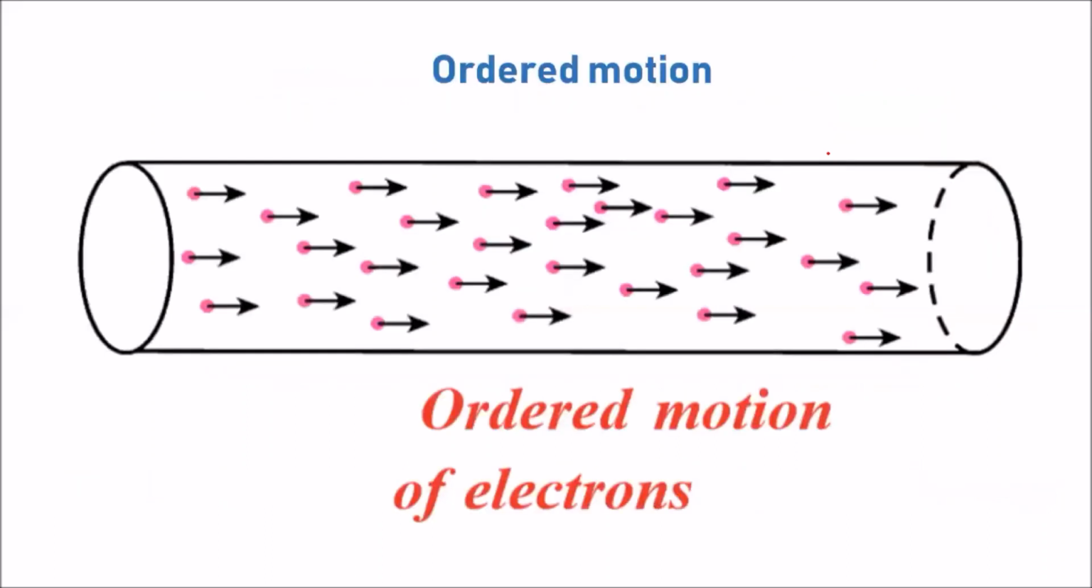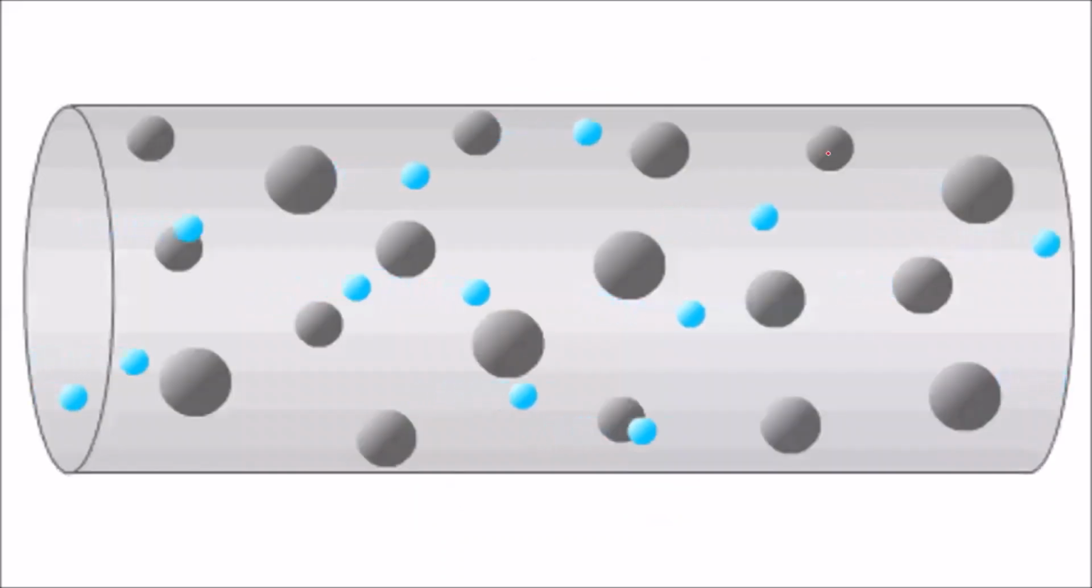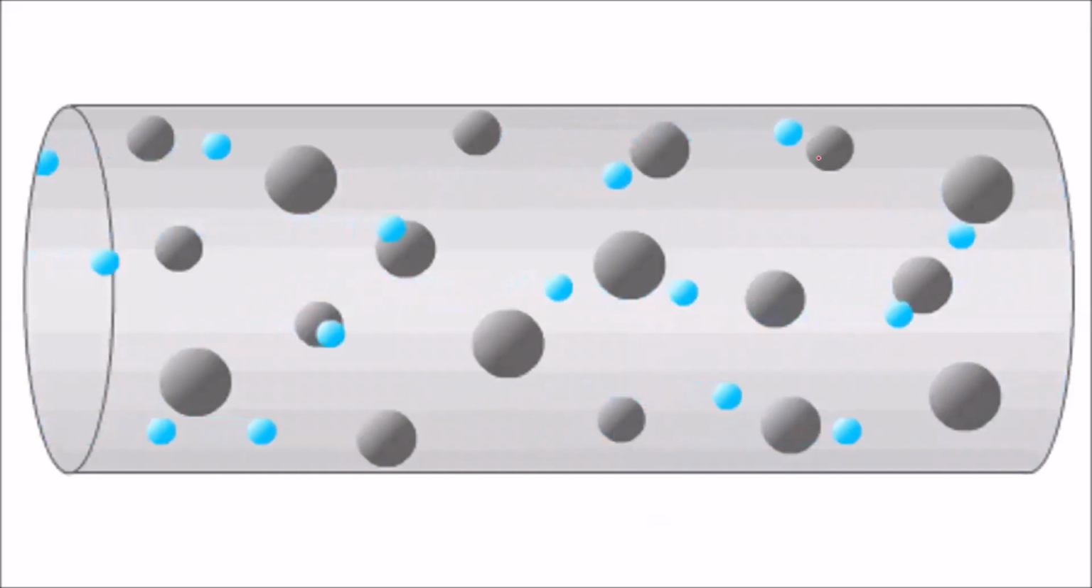And we need to discuss ordered motion. Till now we have seen random motion. Now this is ordered motion. You can observe all electrons inside that conductor are moving towards the right-hand side from the left-hand side, and all electrons are in ordered motion without any deviation in their path. So you can observe this diagram.